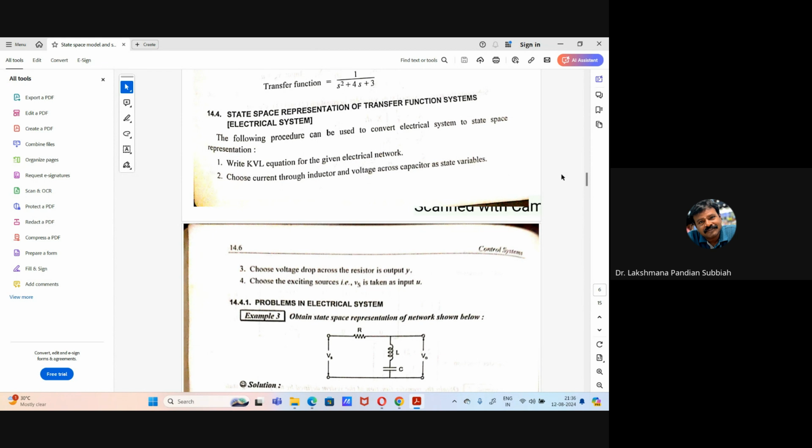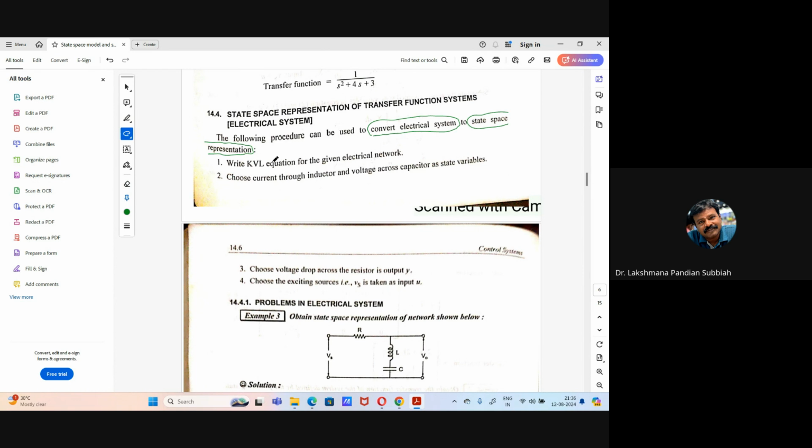Okay. In this lecture, we are going to see how to do the state-based representation of a transfer function in an electrical system. How do you convert the electrical system into state-based representation? Here you have to consider what is the state, what is the input, and what is the output, and then we are going to find them.